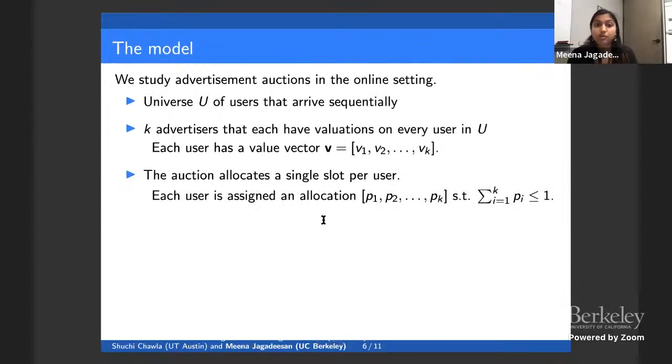Okay, so in our model, there's a universe of users that arrive sequentially. When a user arrives on the platform, each advertiser places a bid on the user. So we can think of each user as associated to this vector of values. The auction then allocates a single slot per user, randomizing across the K advertisers. And we assume that our allocation algorithm satisfies weak monotonicity, so it can be implemented in some incentive compatible way.